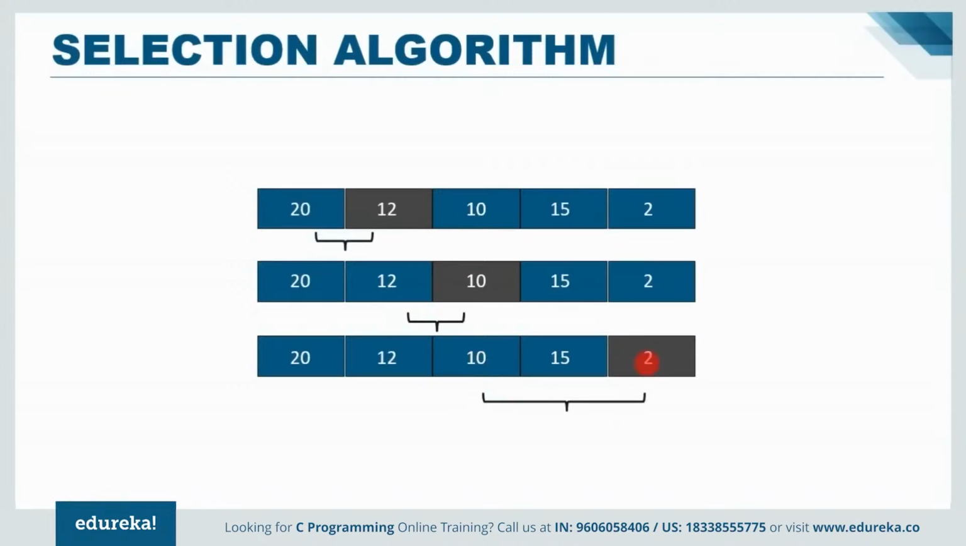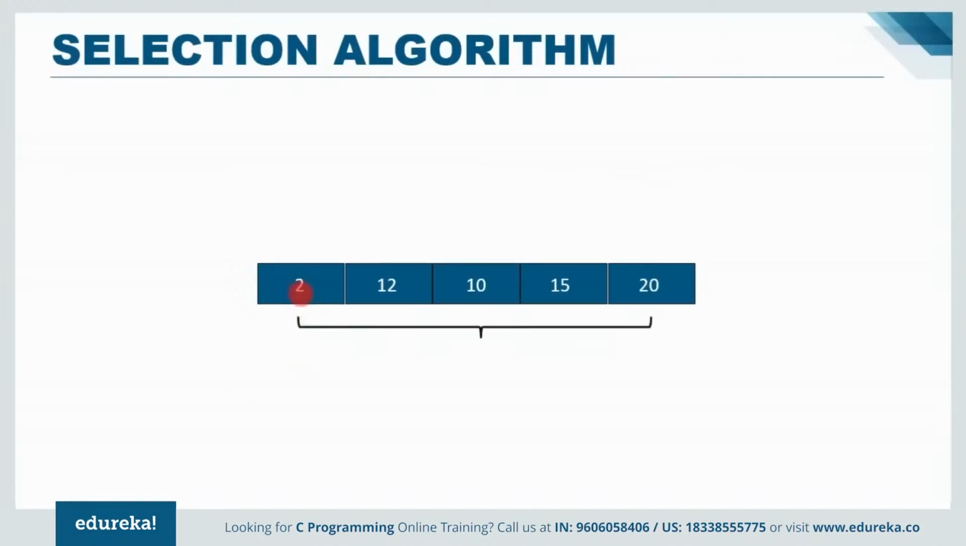Now we find that 2 is the smallest element compared to 10. So the last minimum element finally obtained is 2. So what we do here is, we will swap 2 with the first position, which is 20. As you can see, now the element 20 has been replaced by 2. So 2 is the first element sorted in the selection sort algorithm.